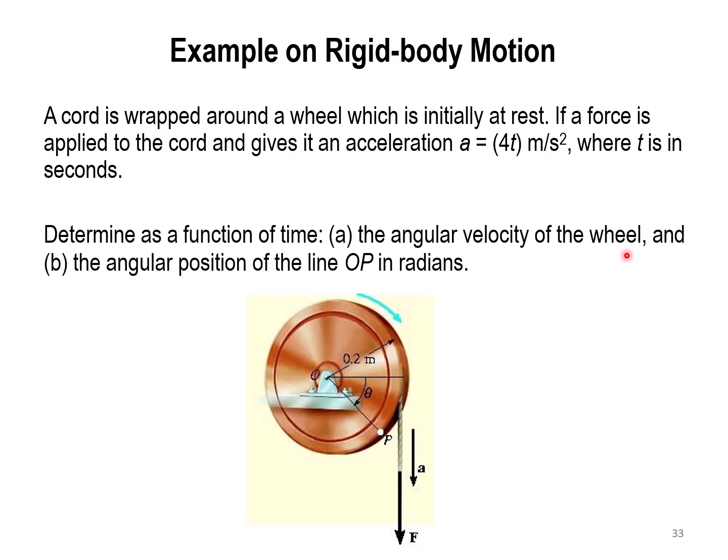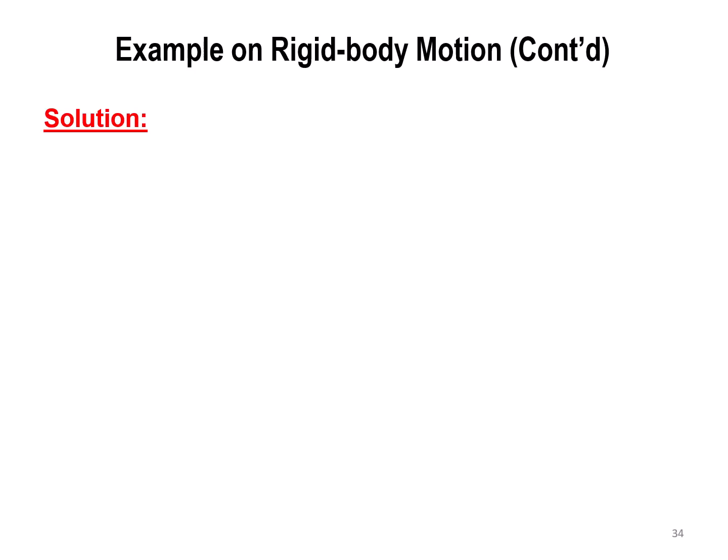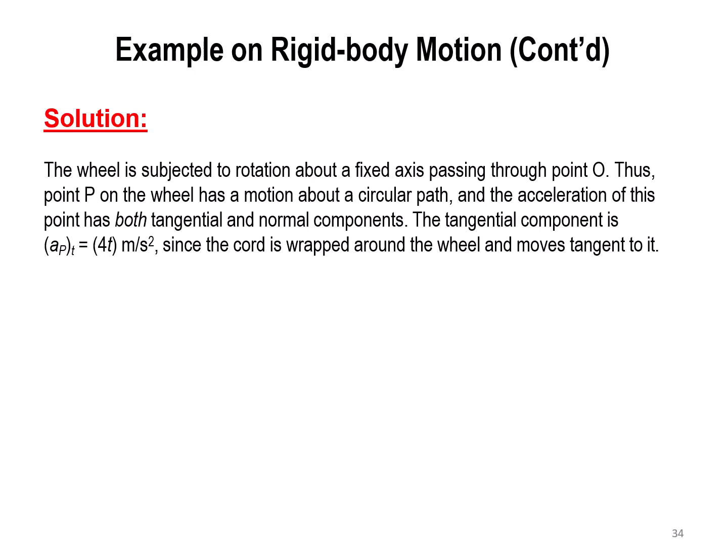So the angular velocity, that's what we need, the omega 2. Okay, so we will start by first analyzing the problem. What we have is the wheel subjected to rotation about a fixed axis passing through the point O. Thus, the point B of the wheel at the circumference is going to have a motion about a circular path. And the acceleration of this point has both tangential and normal components.